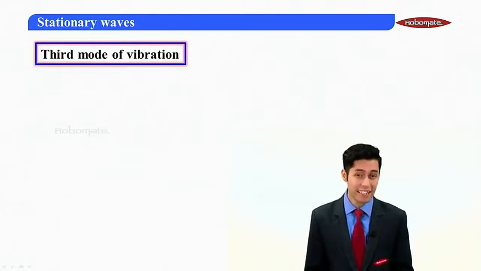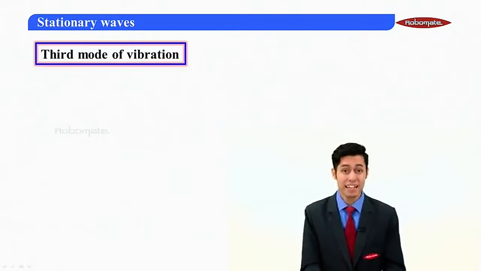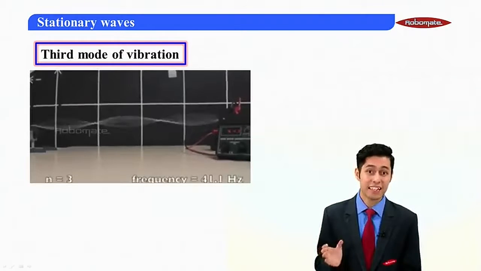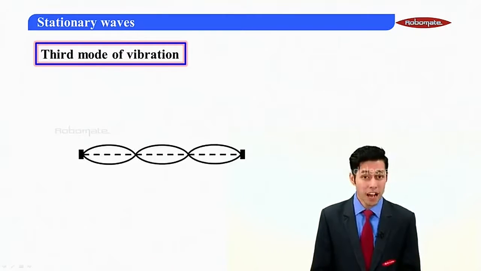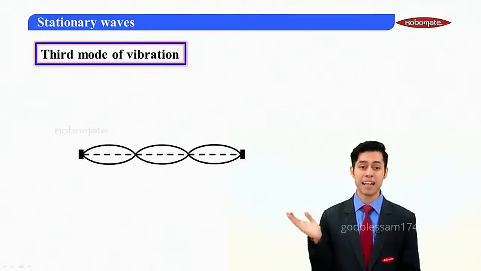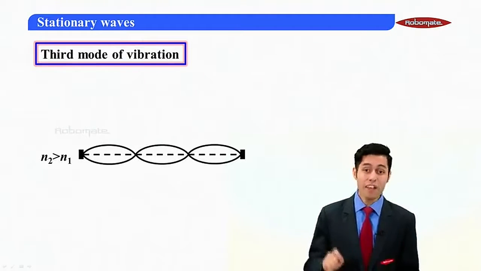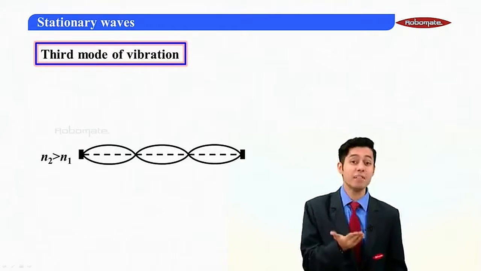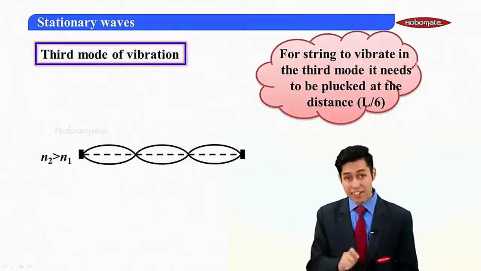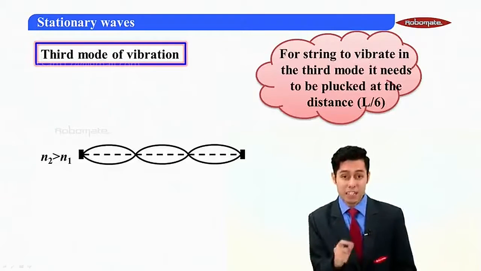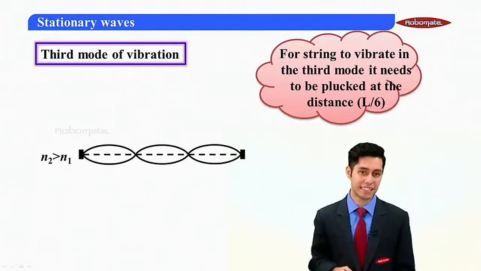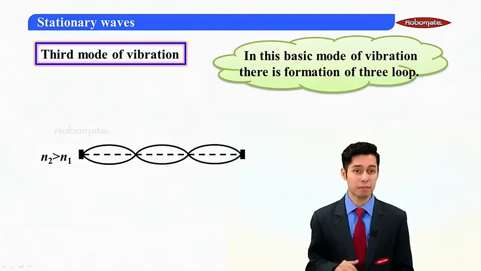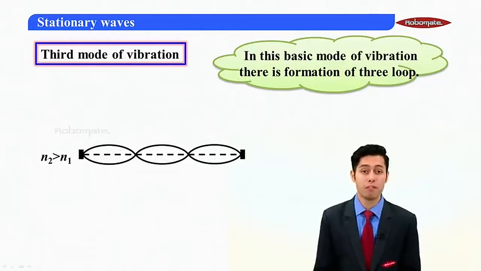We move ahead, and in this chapter this will be the last mode of vibration, that is the third mode of vibration. Yes, in the animation we can see that there are three loops which are formed. Now, three loops you have to represent in a diagram. It will be something like this, and it will always have a frequency N2 which is greater than N1, that is, greater than the second mode of vibration. So for a string to vibrate in the third mode, it needs to be plucked at a distance of L by 6. And after plucking it, a vibration is set up, and there will be three loops formed.